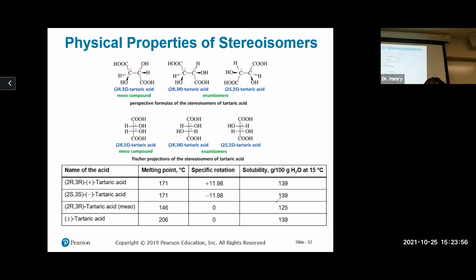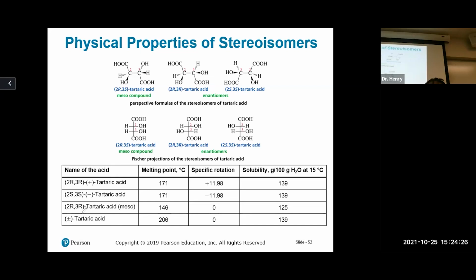And then they have the solubility. Now these guys, the solubilities are going to be exactly the same in this case. Now the Meso compound has a different melting point, right? And it doesn't rotate because it's optically inactive. And its solubility is 125. Now, if we take a look at the plus and minus, so in other words, we're having this, and we have some of this, right?